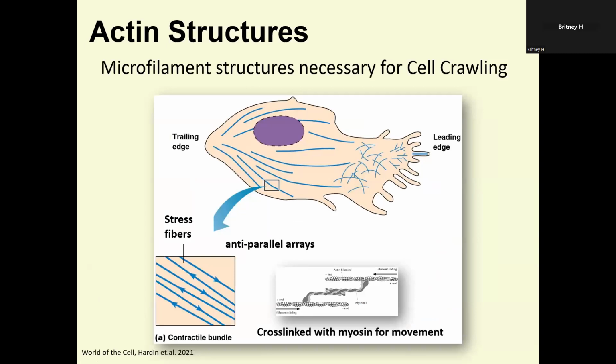Another extremely important structure for crawling are the stress fibers. Stress fibers now are anti-parallel. So whereas the other ones were parallel, these are anti-parallel. And that's really important because they will be cross-linked with myosin. Now here we're talking about myosin that will actually produce force and cause movement of these microfilaments.